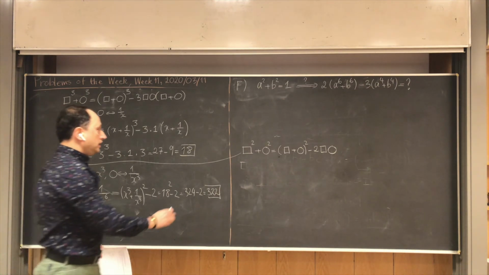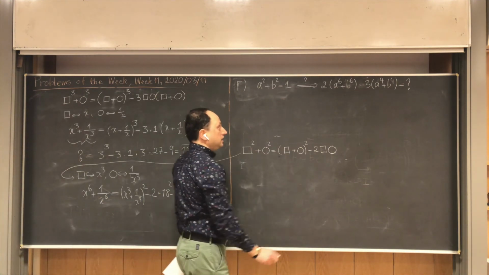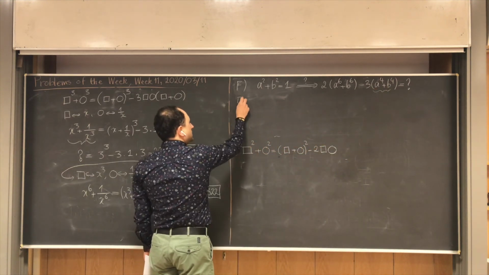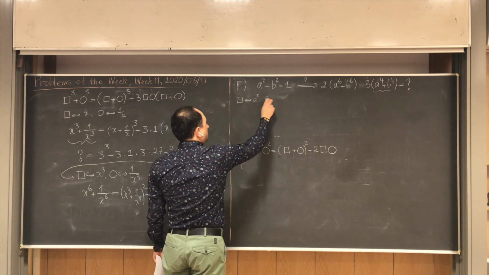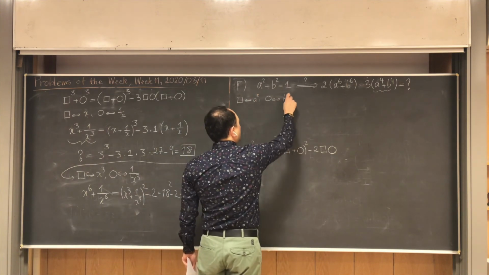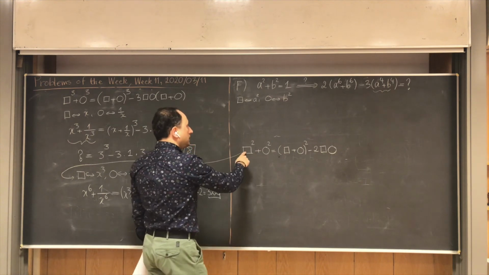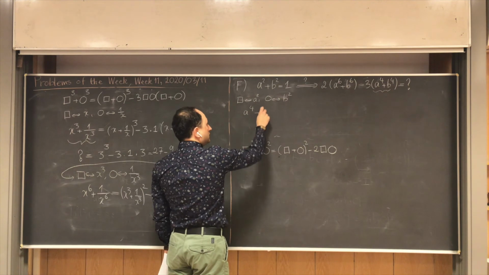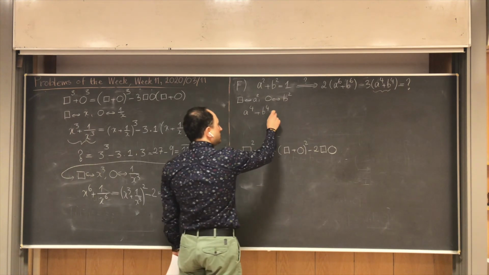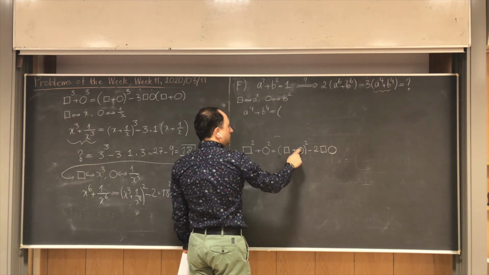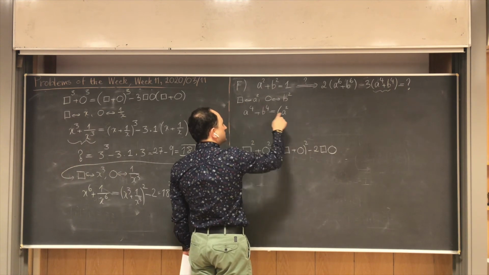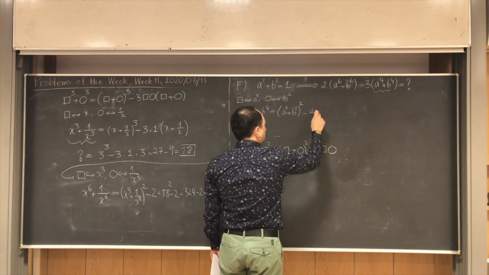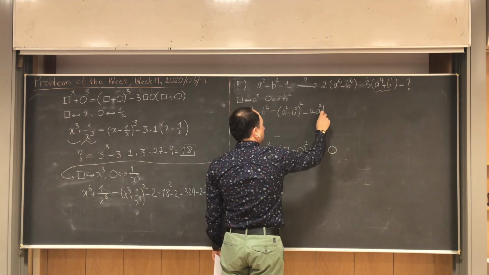Okay, so let me use this identity again for this part. Here I replace box with a squared and I replace circle with b squared. Okay, I plug them here. Box to the 2 becomes a to the 4. Circle to the 2 becomes b to the 4. And then what I get is a squared plus b squared, because box is a squared and circle is b squared, to the 2, minus 2 times a squared b squared.